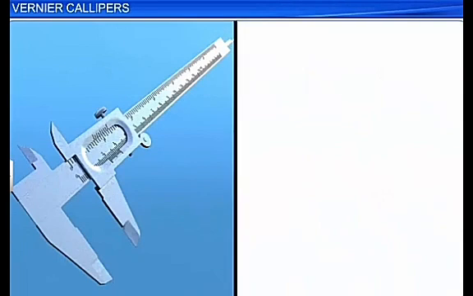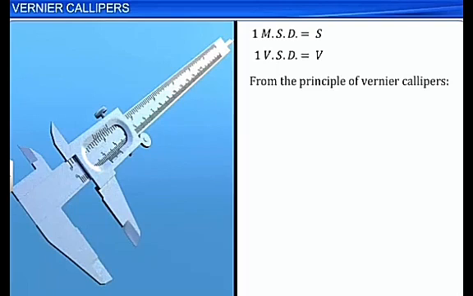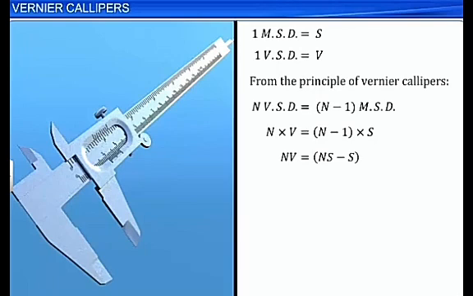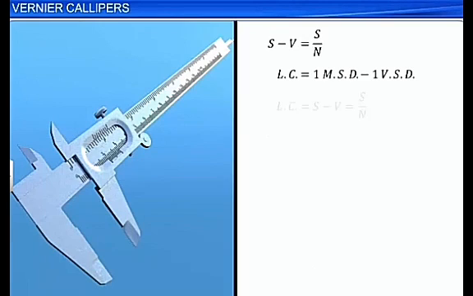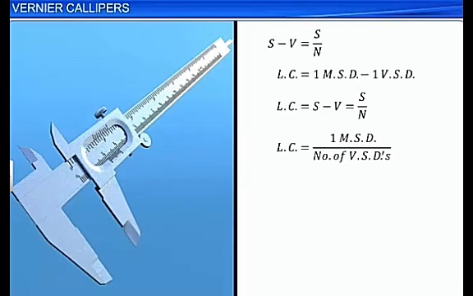Let the value of one main scale division be S and the value of one vernier scale division be V. From the principle of the vernier calipers, N into V is equal to N minus 1 into S. On simplifying, the equation can be written as S minus V is equal to S by N. Since the difference between one main scale division and one vernier scale division is equal to the least count of the vernier calipers, the least count can be written as S minus V, which is equal to S by N. This is equal to the value of one main scale division divided by the number of vernier scale divisions.